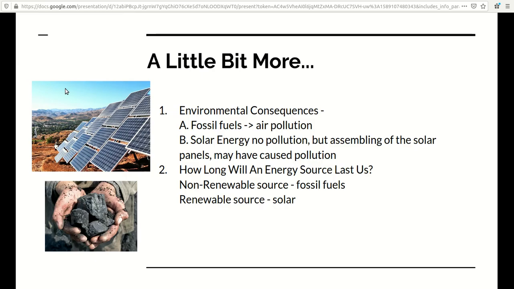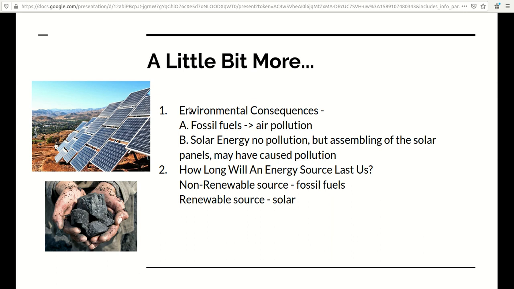Alright, so now that we have finished looking at the sources of energy, both conventional and non-conventional, we are almost reaching the end of the chapter. Just a little bit more. So firstly, let's look at the environmental consequences of using these sources of energy. We have fossil fuels, which cause air pollution. This is something that we already talked about, and we also learnt this in 9th grade.